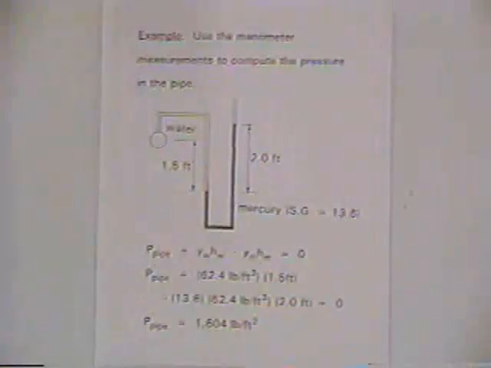Another problem applying the same concept is a manometer. A manometer is a measuring device. It's one of various mechanisms for measuring the pressure in a container or a pipe. We have to apply the principles of fluid statics to convert a manometer reading to an actual pressure measurement in the container.